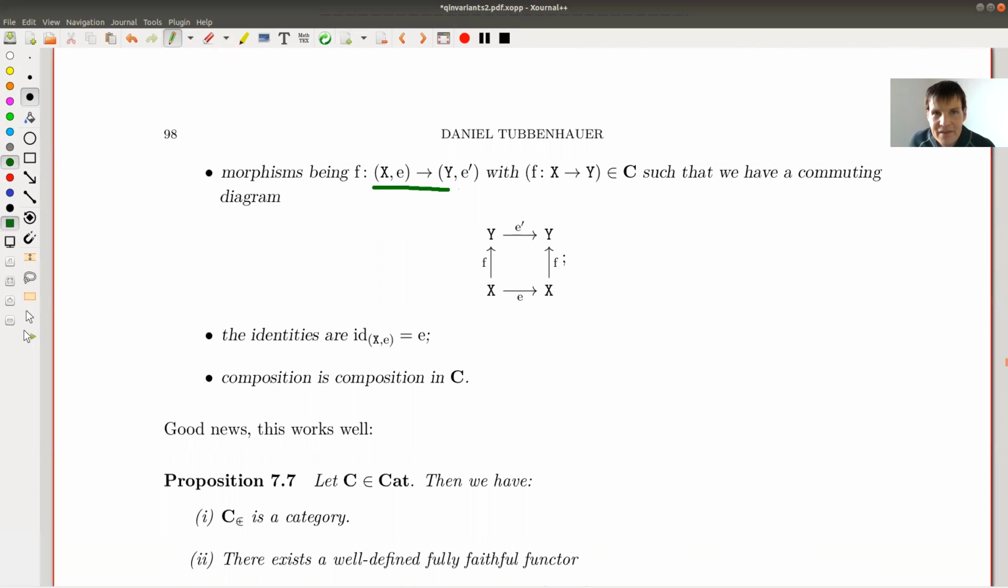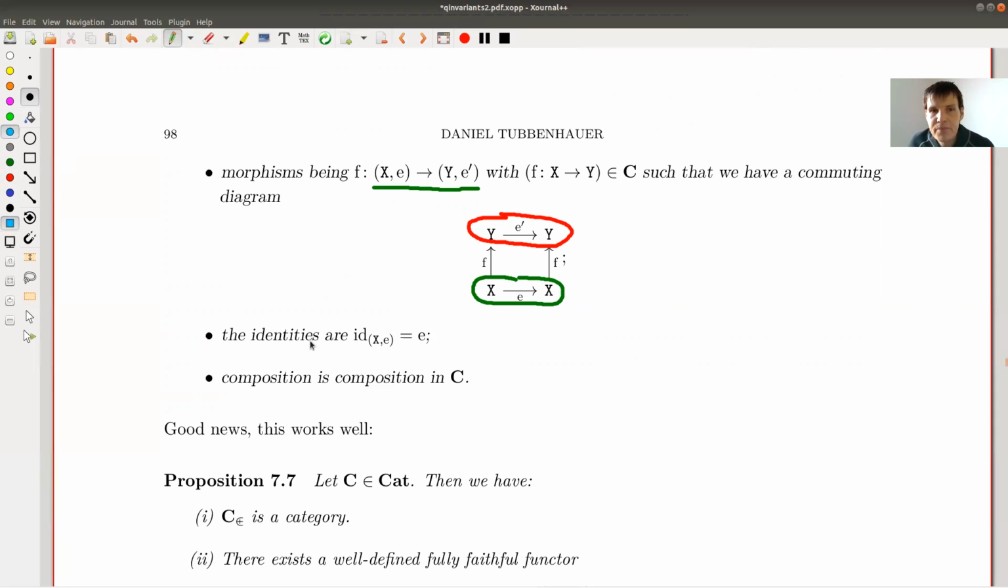So if your objects are those guys, X with an idempotent or Y with an idempotent, and you have two morphisms, which are still morphisms in your old category, then you want the corresponding diagram to commute.